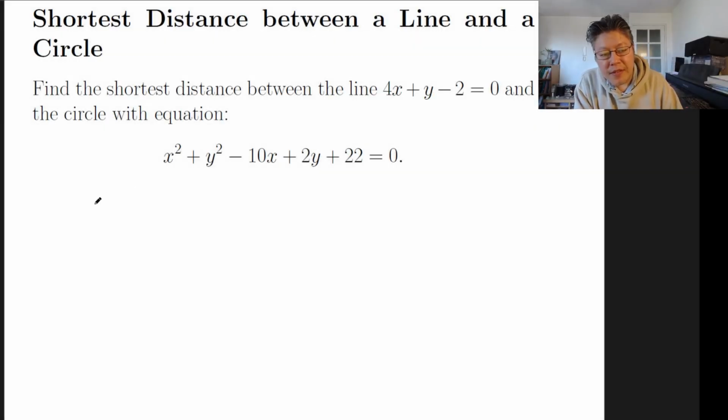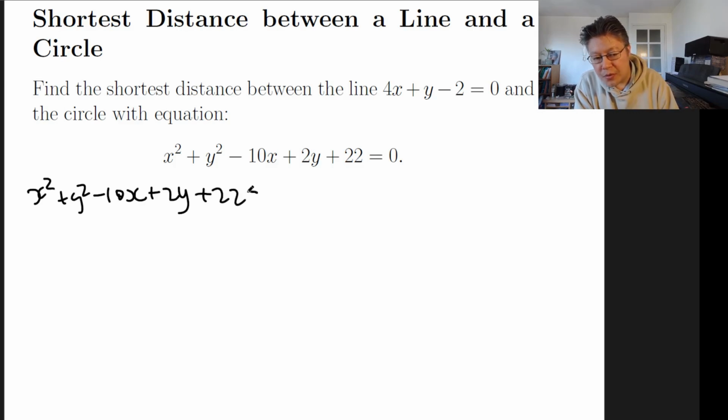Okay, so in this question we're given the equation of a circle. That's x squared plus y squared minus 10x plus 2y plus 22 equals 0. And we're also given the equation of a straight line. That's 4x plus y minus 2 equals 0. And we need to work out the shortest distance between the line and the circle.